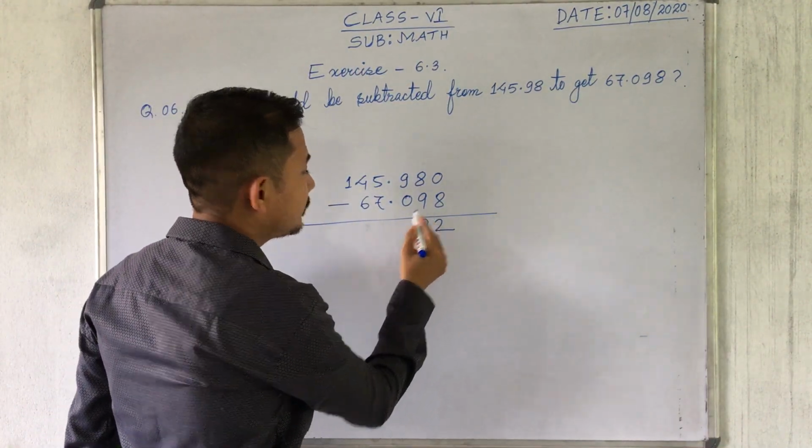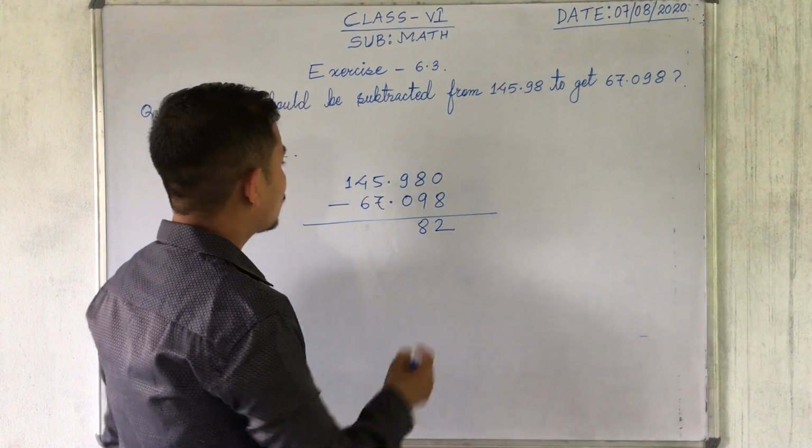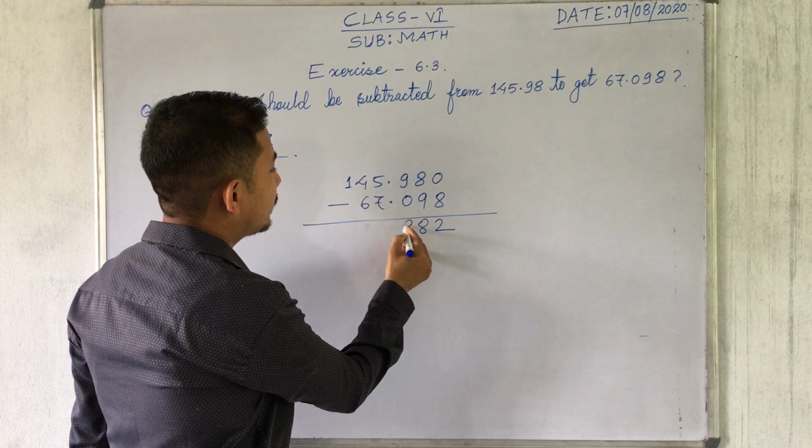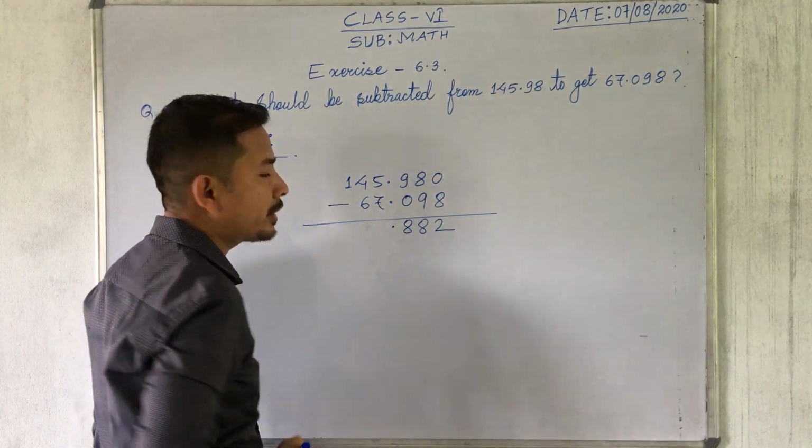There will be 8. Understood? So now what is left here? 8. If we subtract 0 from 8, there will be 8. So put this decimal point here.